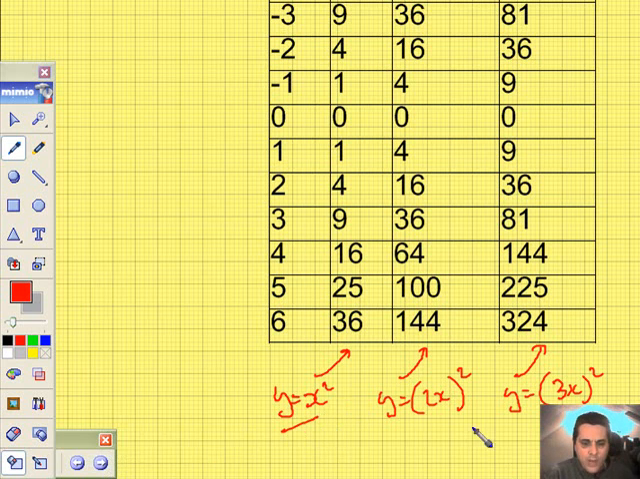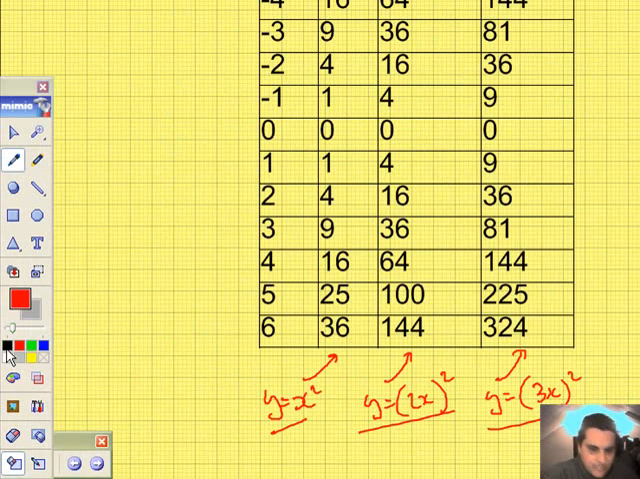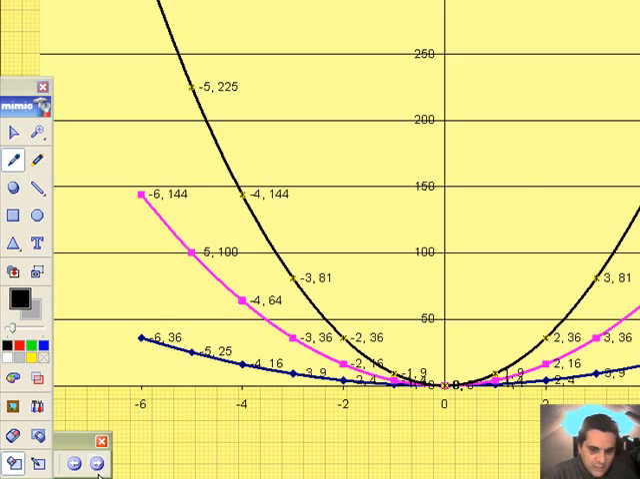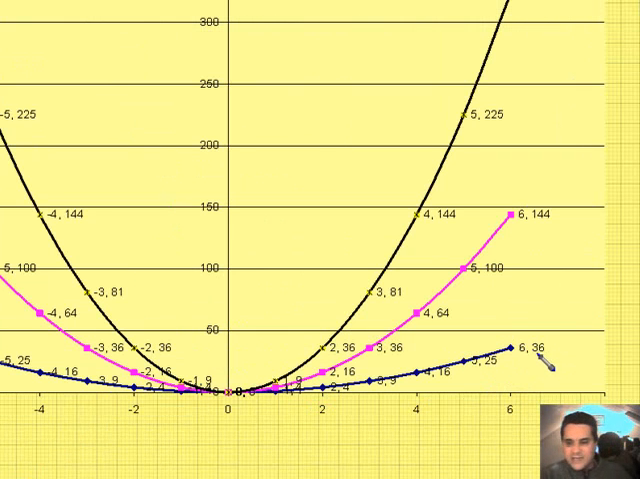So I'm going to identify y equals x squared, y equals (2x) squared, and y equals (3x) squared. Alright, so turn over. Now that's clearly y equals x squared because if x is 6 and y is 36, then I've merely squared the 6. So that's going to be y equals x squared.